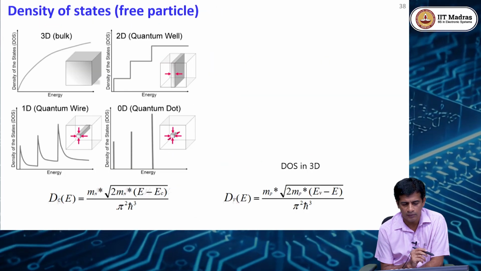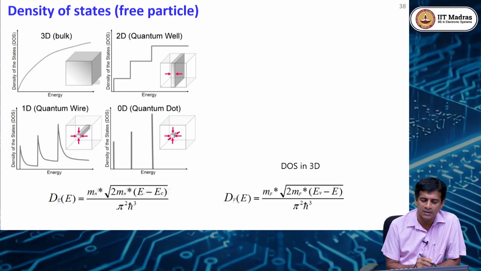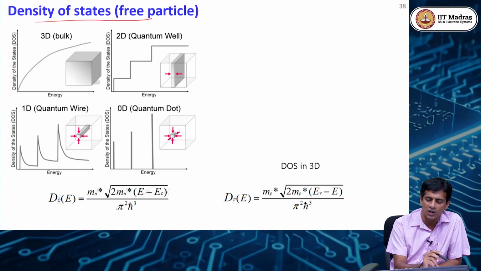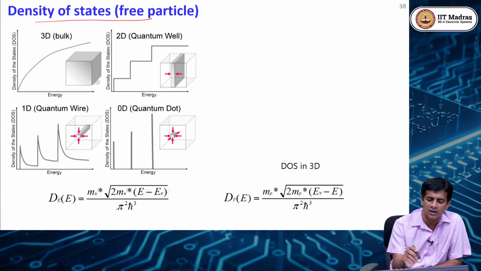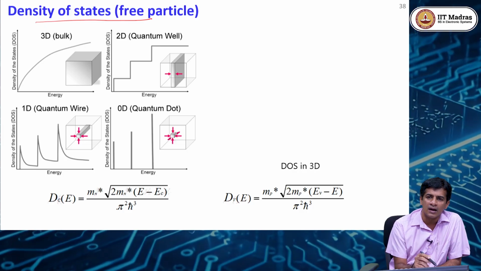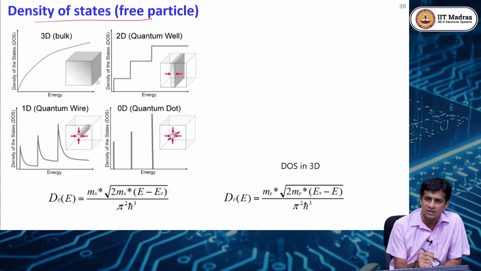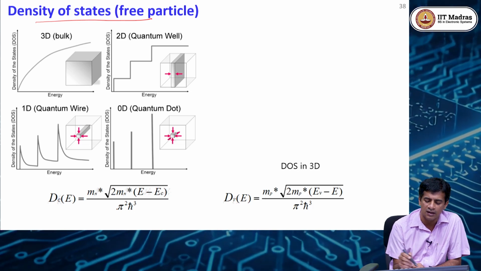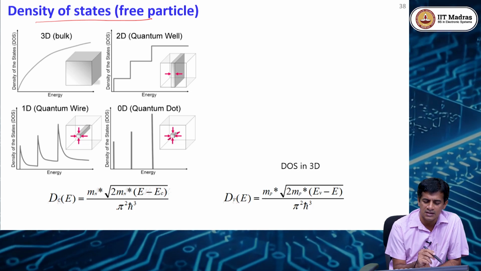The reason for this parabolic approximation comes from solid state physics. I am not going to derive it. For a free particle, you can derive the density of states expression. You can look at the textbook by Donald Neamen; I am only giving the result here.